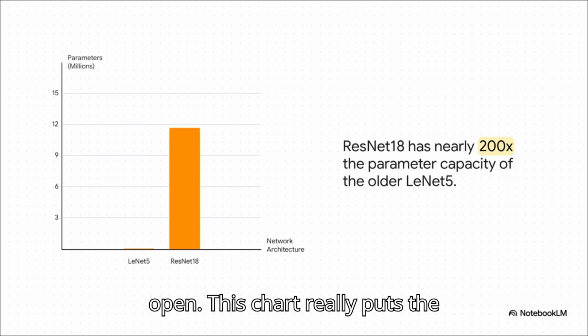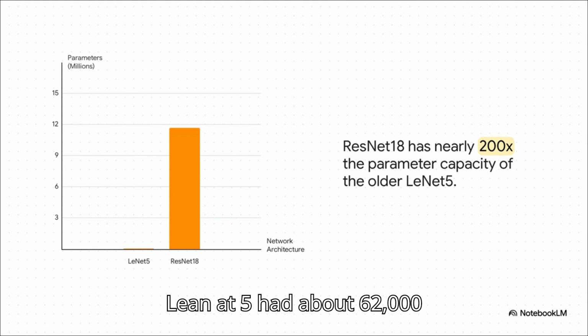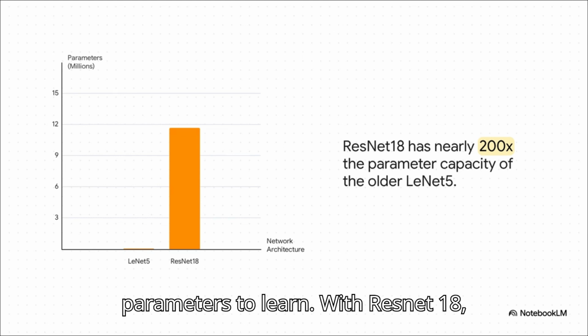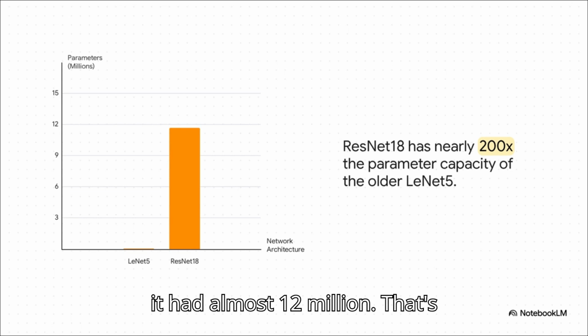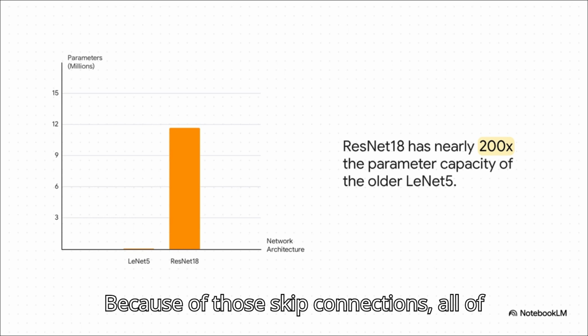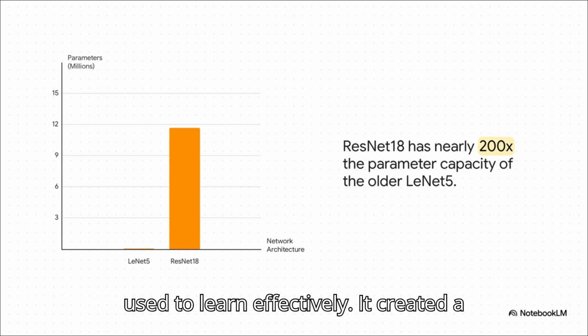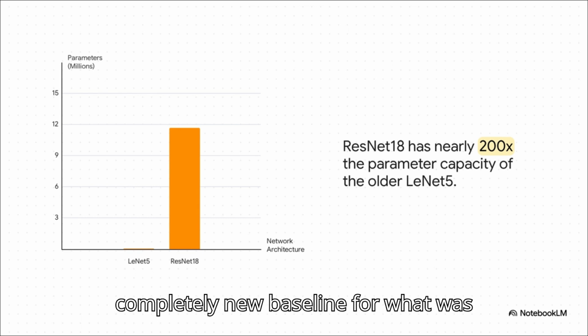This chart really puts the scale of the revolution into perspective. LeNet-5 had about 62,000 parameters to learn with. ResNet 18, it had almost 12 million. That's nearly 200 times the capacity. And because of those skip connections, all of that extra capacity could actually be used to learn effectively. It created a completely new baseline for what was possible.